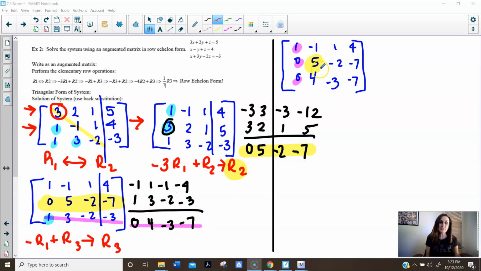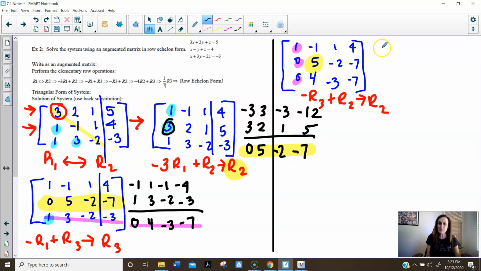And now what I want to do is I want this 5 to become a 1. And so in order for that 5 to become a 1, I'm going to take -1 and multiply it to row 3. That would give me a -4. And then I'm going to add that to row 2. And that's going to be my new row 2. So let's go ahead and give that a try.